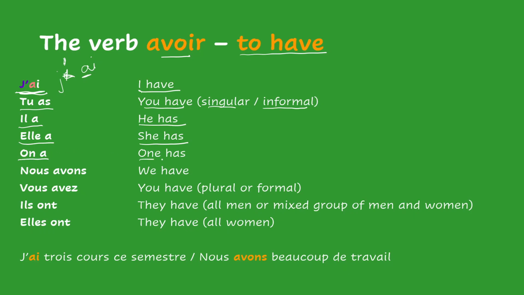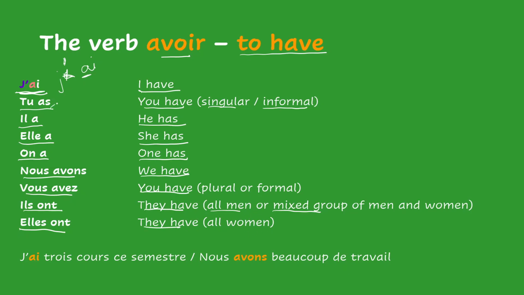On a, one has. Nous avons, we have. Vous avez, you have. Ils ont, they have, if it's a group of men or a group of mixed men and women. Elles ont, they have, if it's a group of all women.